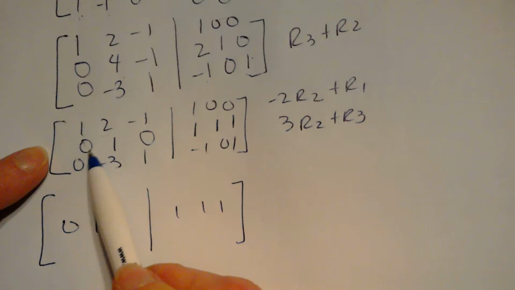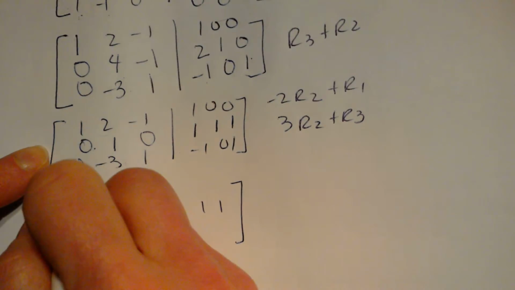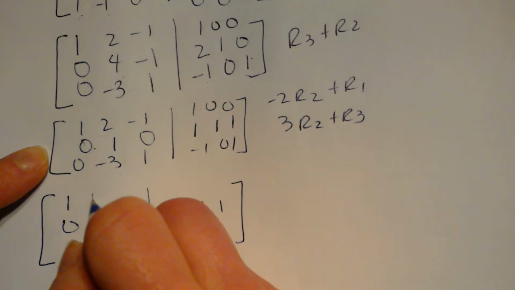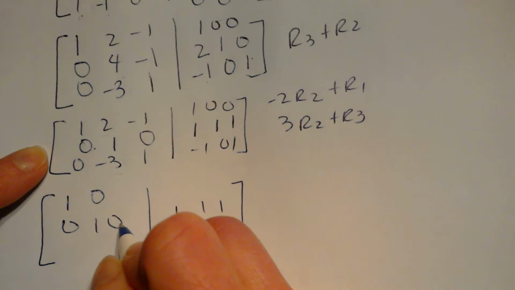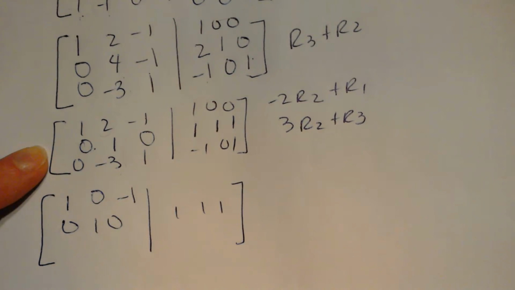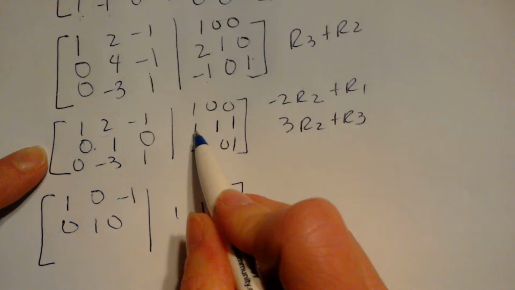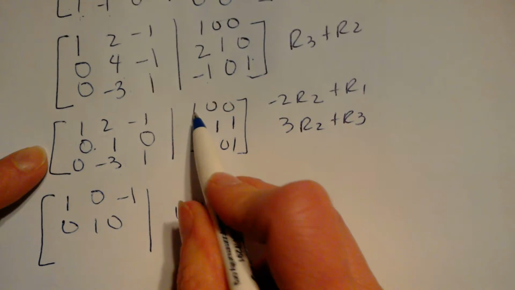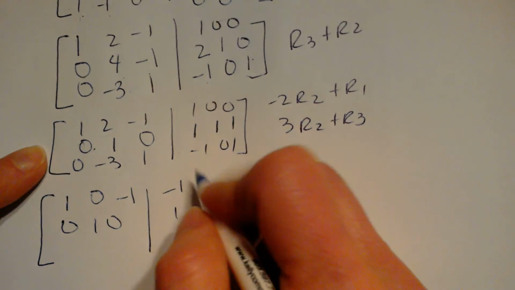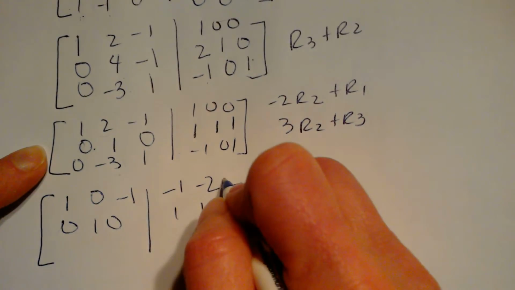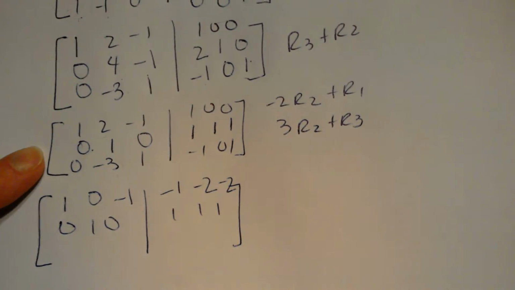So we're multiplying this one by negative 2. That's not going to change. This one by negative 2, so that's going to give me a 0. This one's not going to change. And then multiply this by negative 2. Negative 2 plus, that's going to give me a negative 1. This is going to give me a negative 2. And this one's going to give me a negative 2.